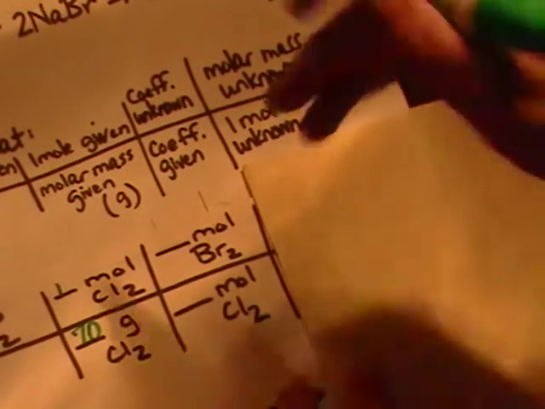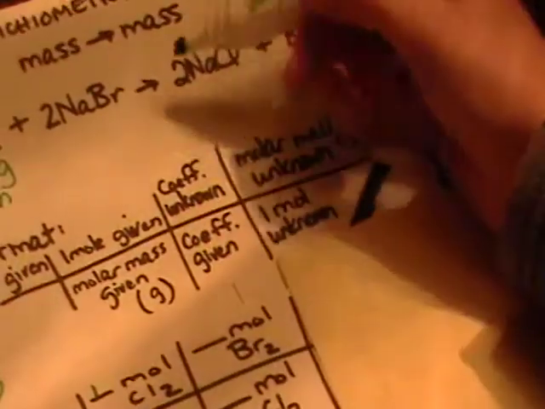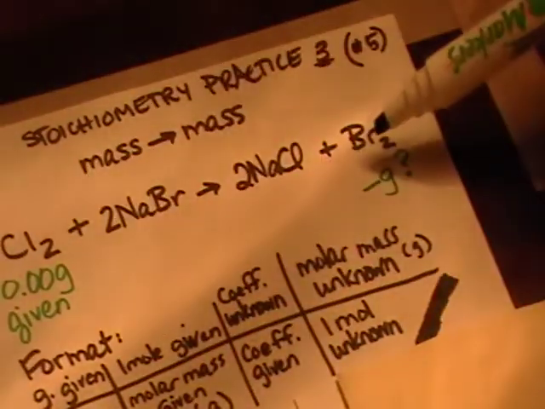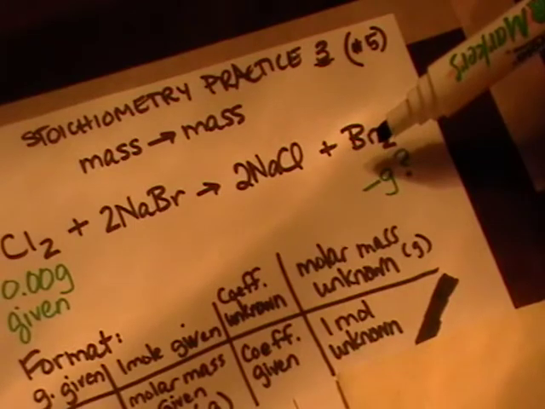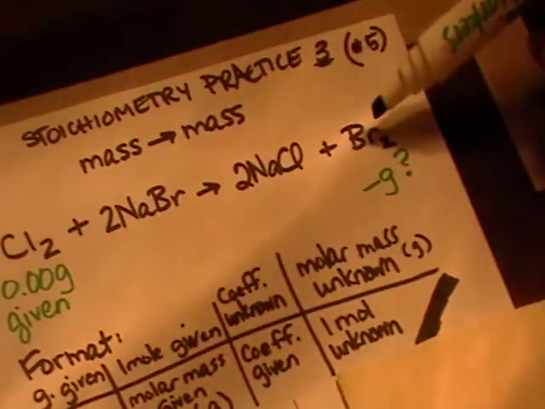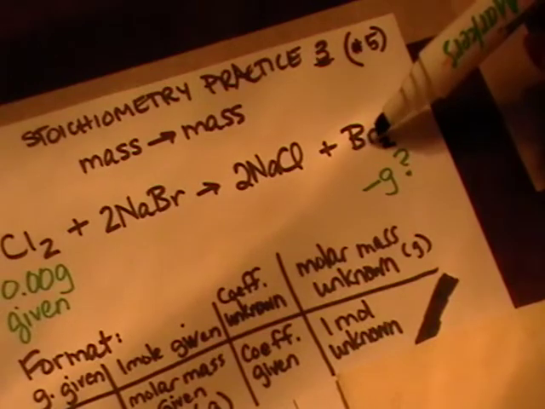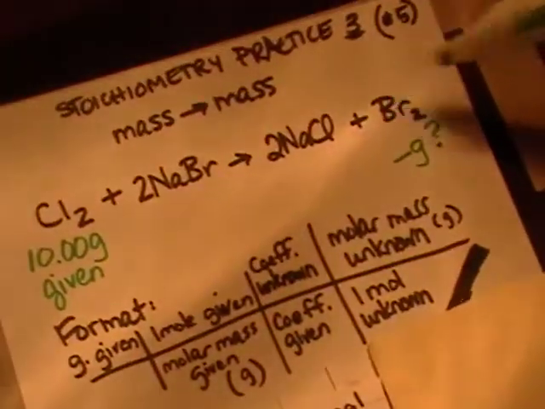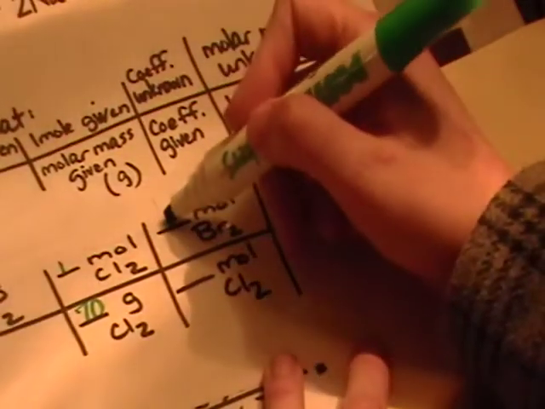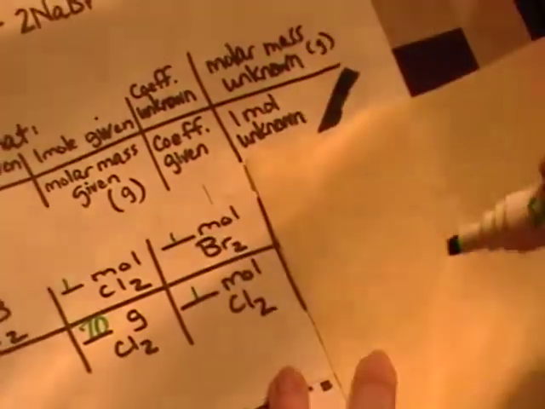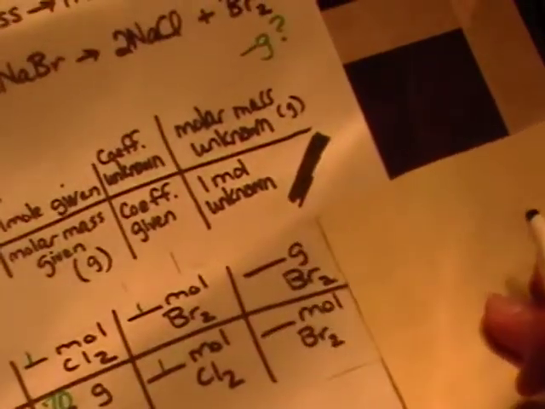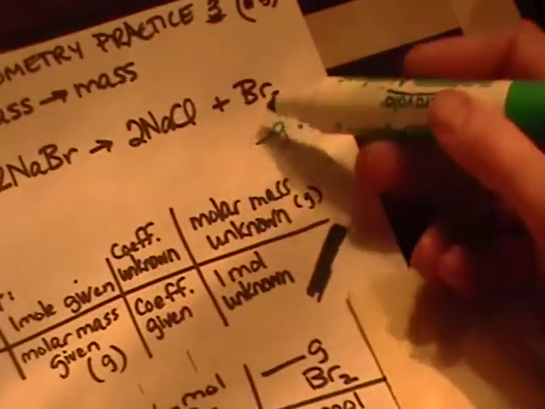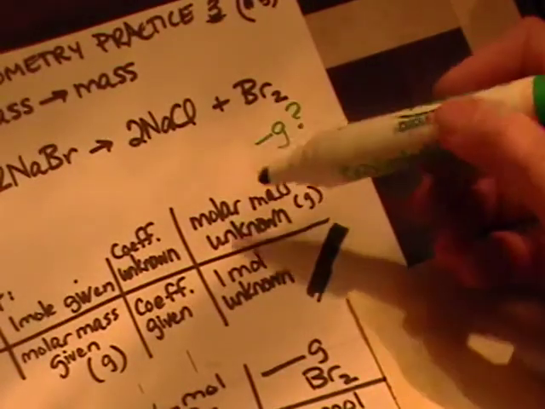I'm going to compare the moles of bromine to the moles of chlorine, and that's where I'm going to use my coefficients that come from my equation. So I'm comparing chlorine and I'm comparing bromine, and you see that I have 1 mole of chlorine and 1 mole of bromine. So I'm going to come down here and I'm just going to write 1 and 1. The last step I'm going to take is I'm going to figure out the molar mass of bromine, because that's what I've been working toward.